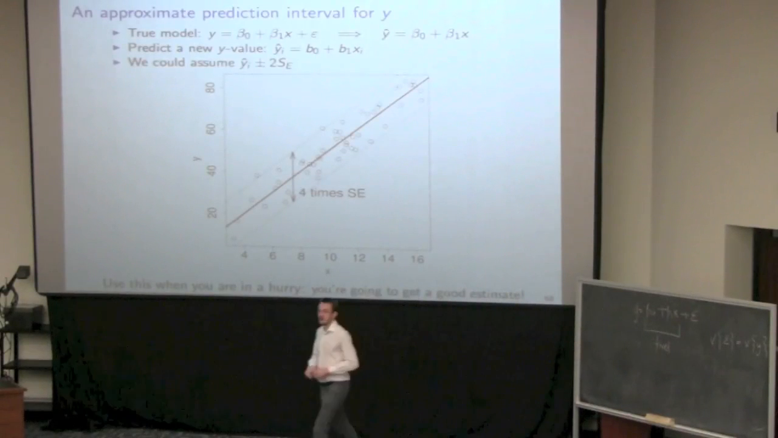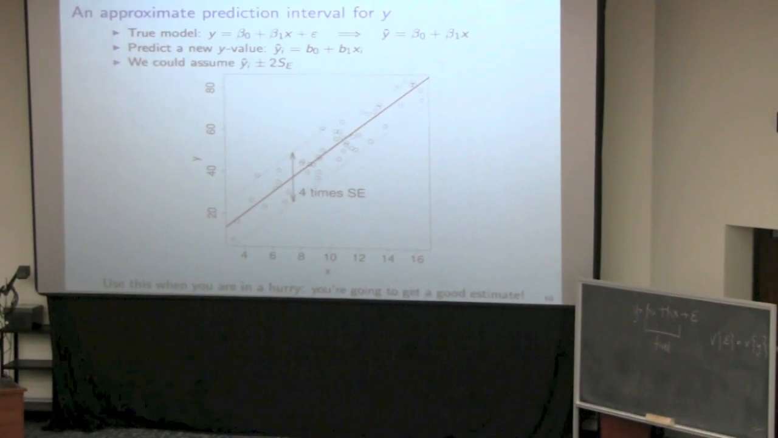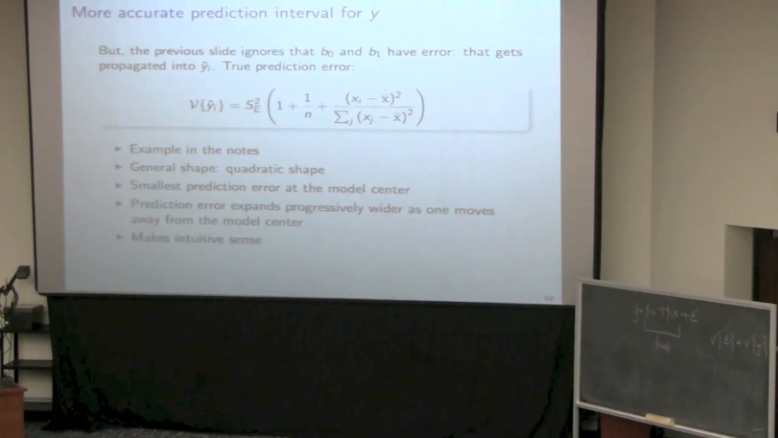It's in fact a slight overestimate. So in fact those bounds are a little bit wider than they need to be. More accurate bounds can be derived as follows.